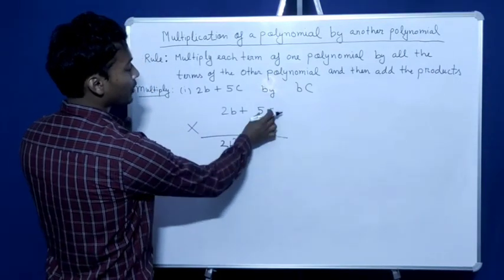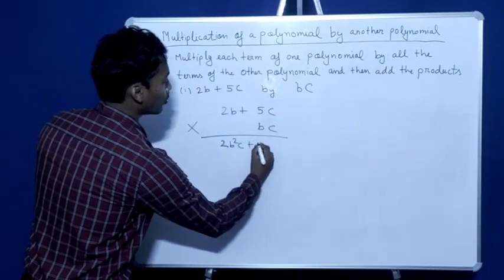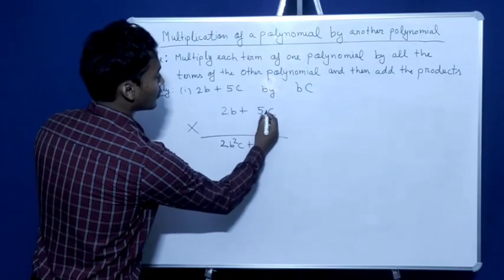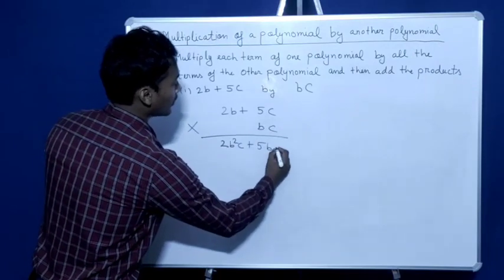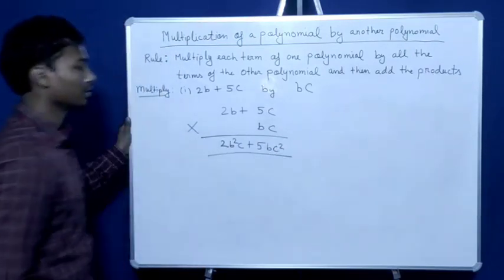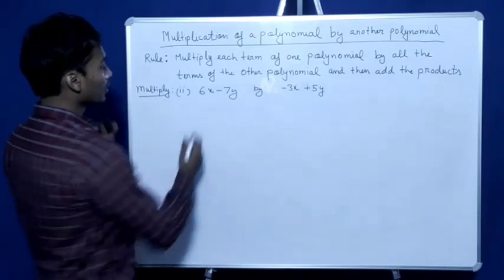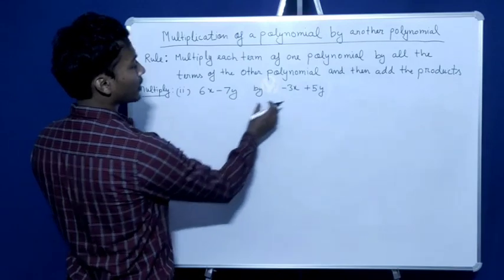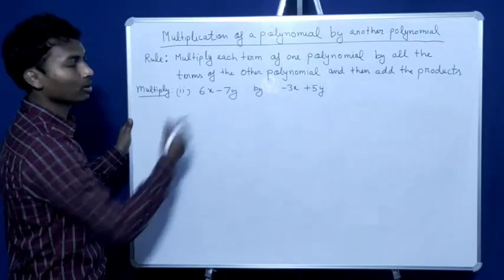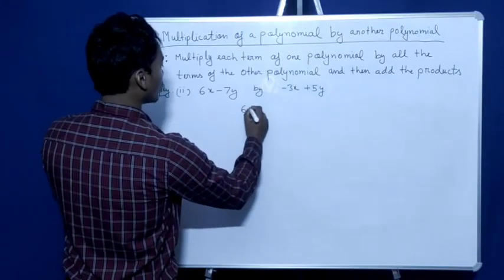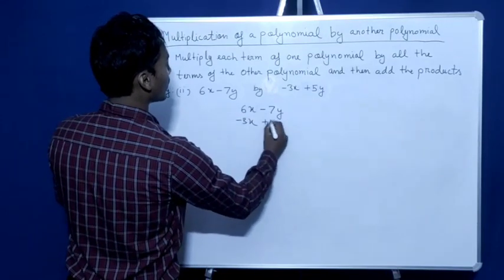So 5c multiplied by bc now. So 5 times 1 here will give you 5. Then there is no b here, only one b, so we'll put b. Then c times c will give you c square. So this is the solution. Next question. 6x minus 7y by negative 3x plus 5y. Let's find the solution using column method.